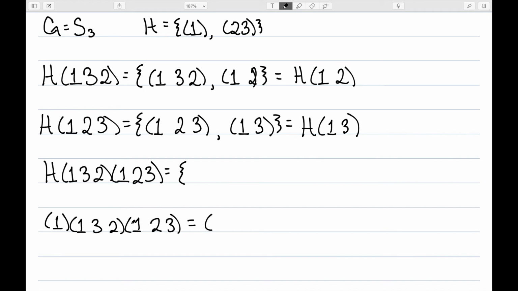In this case, we have 1 maps to 2 and 2 maps to 1, so 1 maps to 1. 2 maps to 3 and 3 maps to 2, so 2 maps to 2. 3 maps to 1 and 1 maps to 3, so 3 maps to 3. So here I just get the identity.